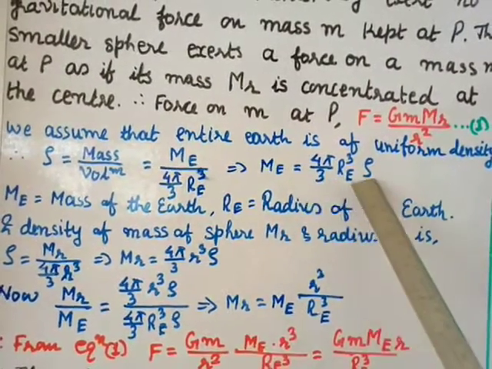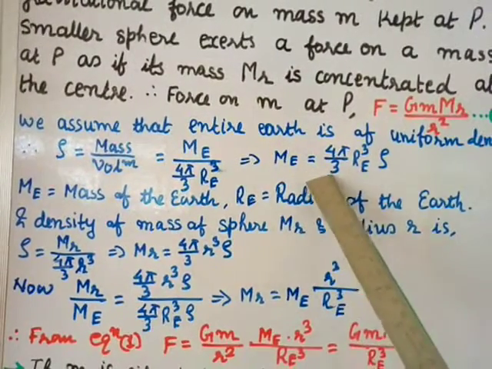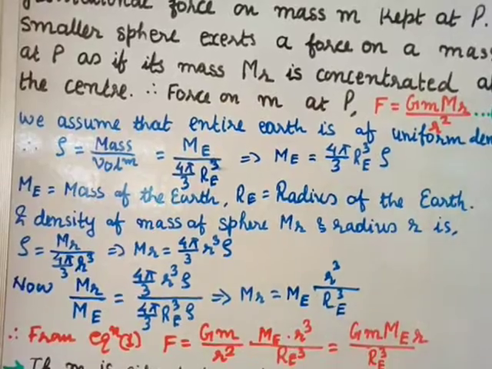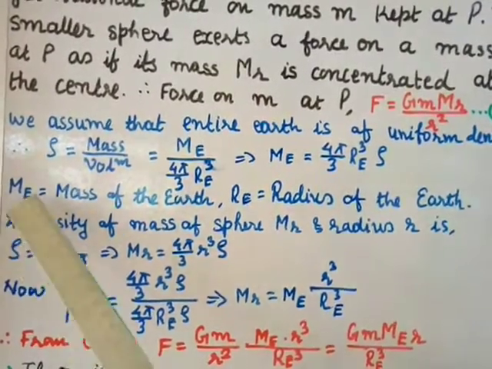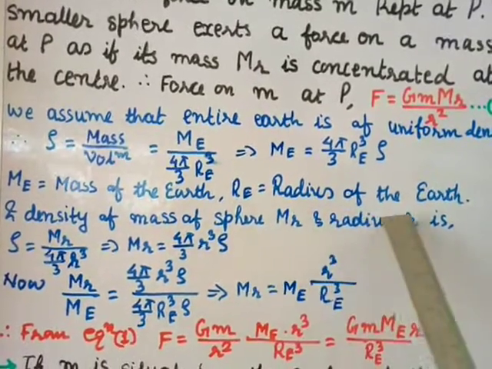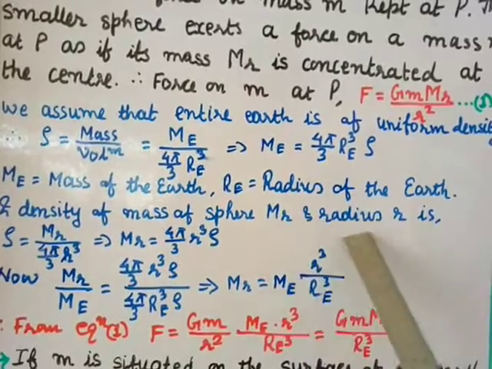If 4π/3 and ρ are constant, then you can say that this mass is proportional to the cube of the radius. So Me is proportional to Re cubed, where Me is the mass of the earth and Re is the radius of the earth, and this is the density of a sphere of mass Me and radius Re.